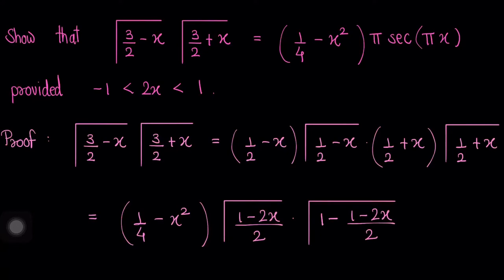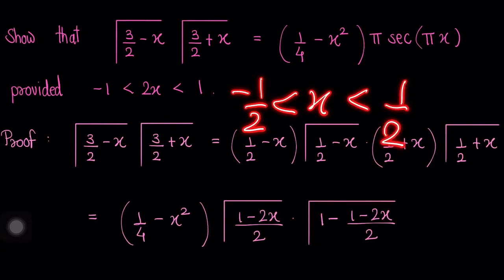Now next we are going to show that gamma of (3 by 2 minus x) into gamma of (3 by 2 plus x) is equal to (1 by 4 minus x square) pi into sec of pi x, provided that minus 1 is less than 2x and 2x is less than 1. It means that if we divide by 2, then we will have minus 1 by 2 is less than x and x is less than 1 by 2. That is, this x should be in between minus 1 by 2 and plus 1 by 2.